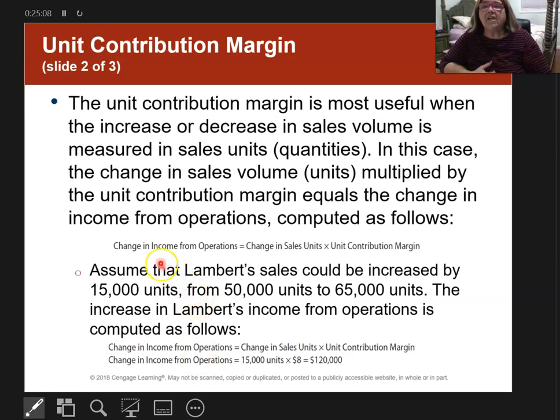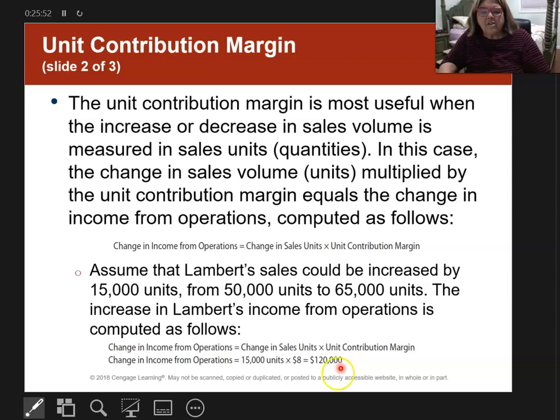Why do you need to know this? You need to know this because if you want to increase or decrease your volume in units, it can help you understand what the effect is on your operating income. So the change in income from operations is going to be the change in sales units times my unit contribution margin. So now assume that I want to increase by 15,000 units. So I'm doing 50,000. Now I want to go to 65,000. Here's what's going to happen. So I'm going to have an additional 120,000 in income by actually making this change.